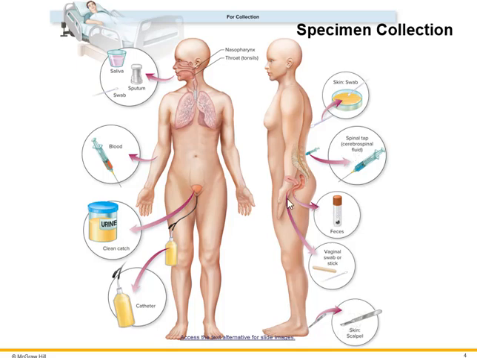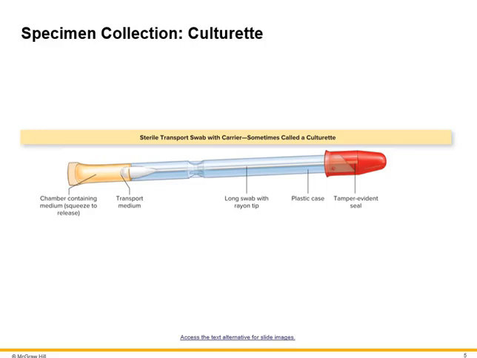Feces is obvious. They can take that and grow up samples from that. Vaginal swab, same thing. You can grow up samples from that. And then they'll take scalpels to scrape off skin from the foot or from other parts of the body. Those are some different ways that we can collect specimens. And then sometimes we need to transport the specimen, and so we have a sterile transport swab within a container here. Sometimes it's called a culturette.